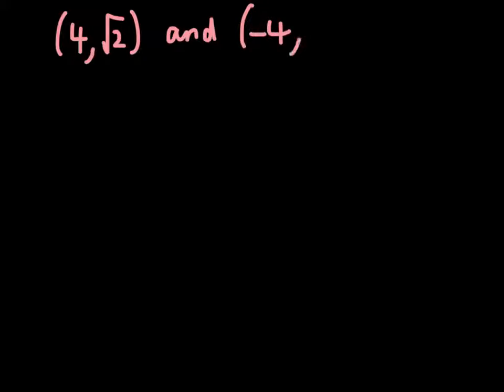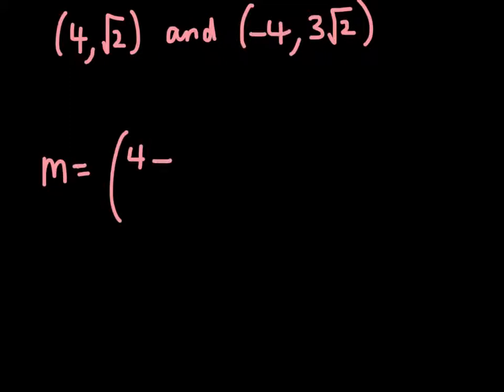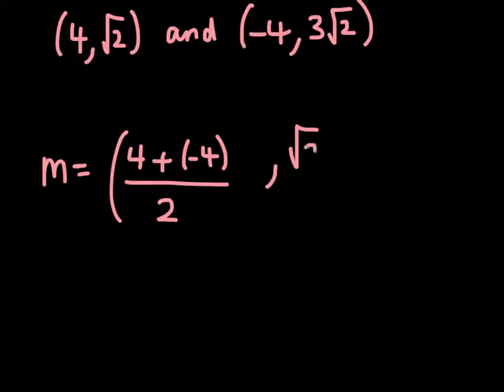Right, so let's do an example now with some awkward numbers. So let's use some surds. We'll find the midpoint between (4, root 2) and (-4, 3 root 2). Again, just use our midpoint formula. If we add the x values together, that's going to be 4 plus negative 4 all over 2. The y coordinates are going to be root 2 plus 3 root 2 all over 2.